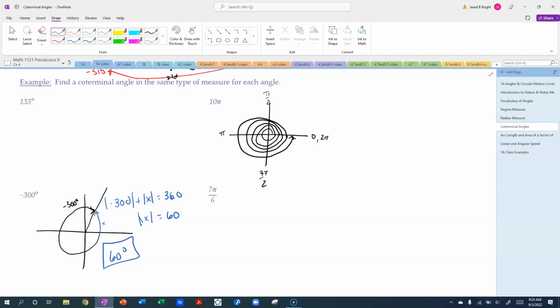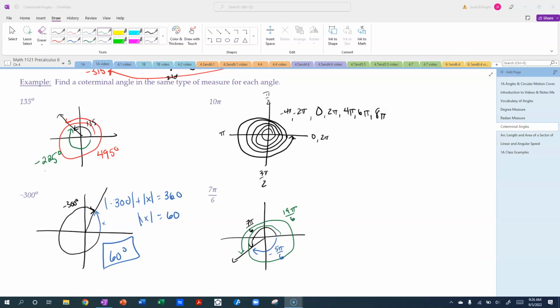I need to find something that's coterminal. It has to start and end at the same place. Doesn't 0 or 2 pi or 4 pi or 6 pi or 8 pi end at the same place? Yes. And you can even go negative: negative 2 pi, negative 4 pi. Any one of these is coterminal with 10 pi. So the idea is to try and figure out where it ends and find another angle that does the same thing. Go ahead and pause the video and find coterminal angles for these last two.